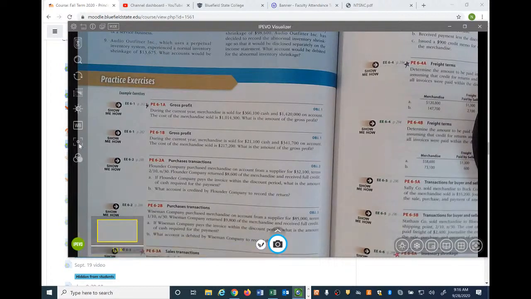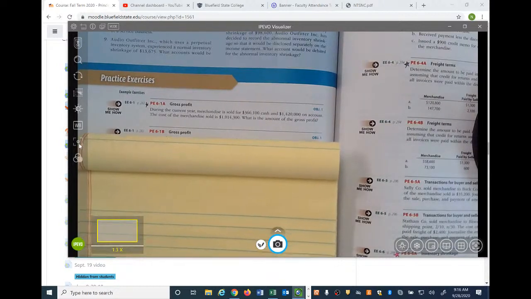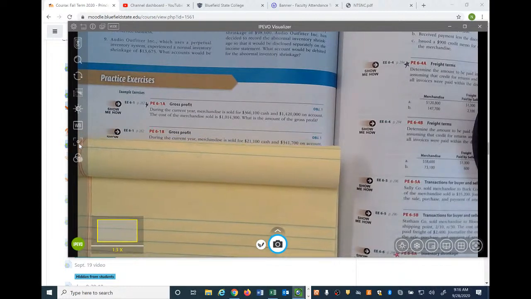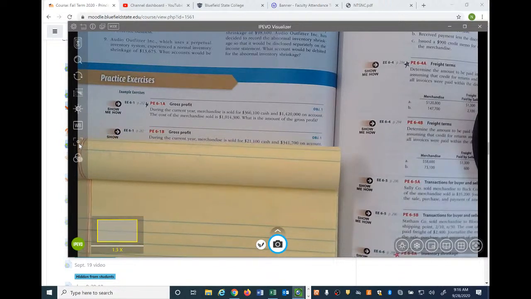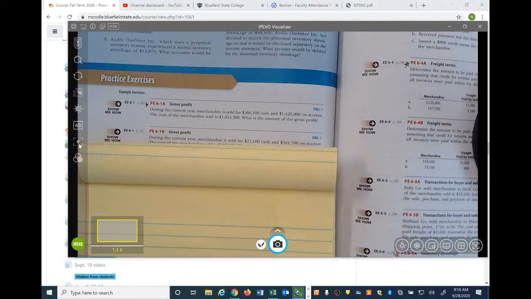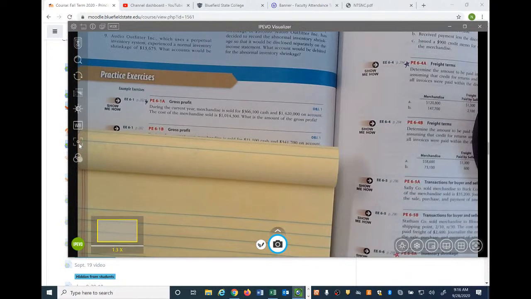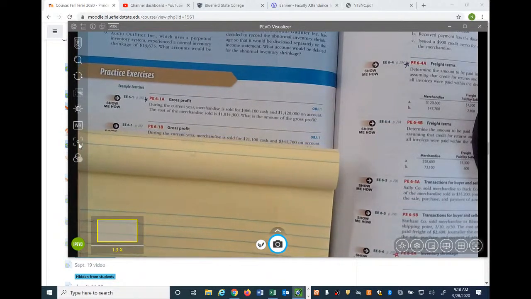So let's look at the first one here with the 6-1A. So it says during the current year, merchandise is sold for $366,100 cash and $1.42 million on account. The cost of this merchandise sold is $1,014,300. So it says what is the amount of the gross profit based upon these numbers? Does anyone have an answer to it already? What you got?